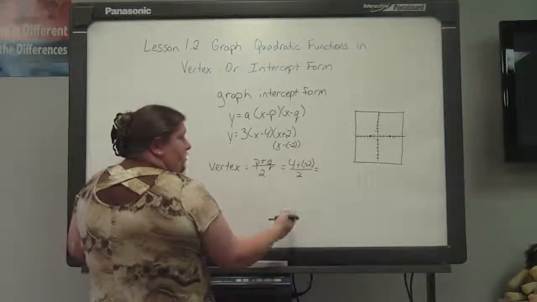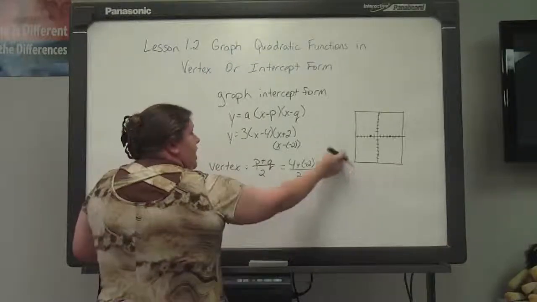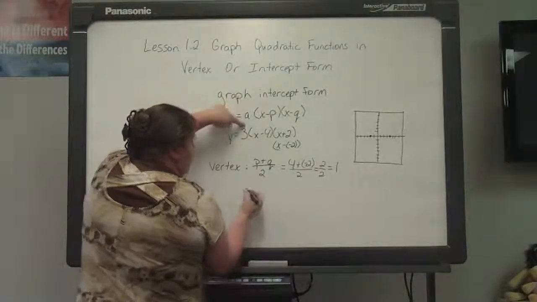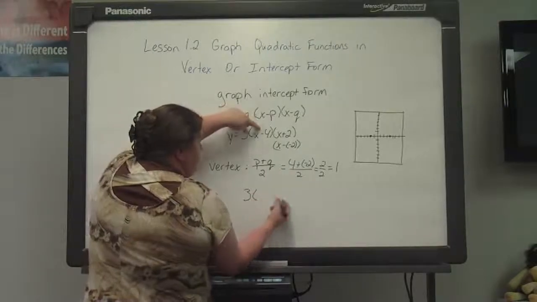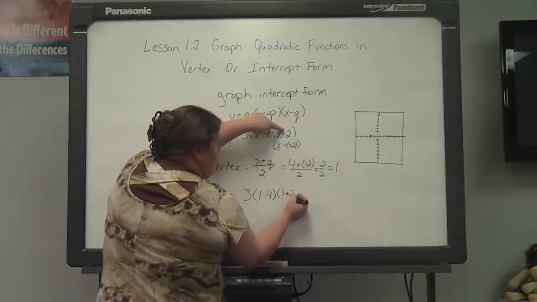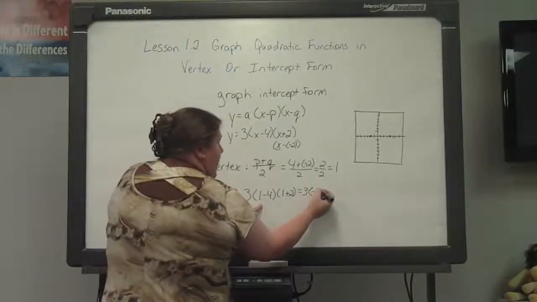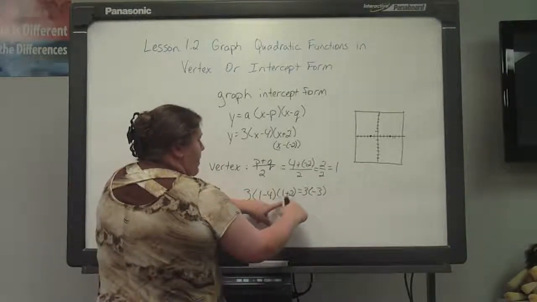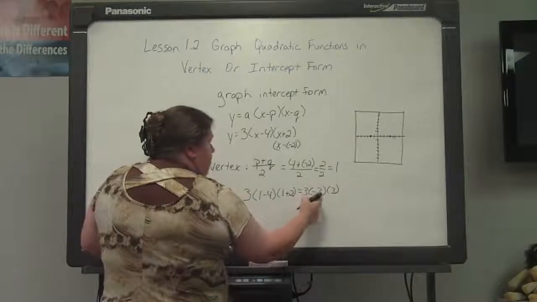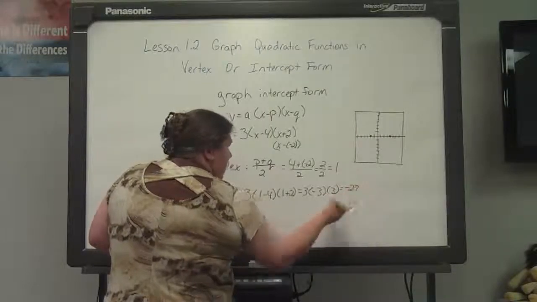4 plus a negative 2 gives me 2, divided by 2, which is 1. So again, now that this is the x of my vertex, I plug it into the original equation. So 3 times 1 minus 4 times 1 plus 2 equals 3 times (1 minus 4), which is a negative 3, and then 1 plus 2 gives me 3. And so I can say a negative 3 times 3 is a negative 9, times 3 is a negative 27.